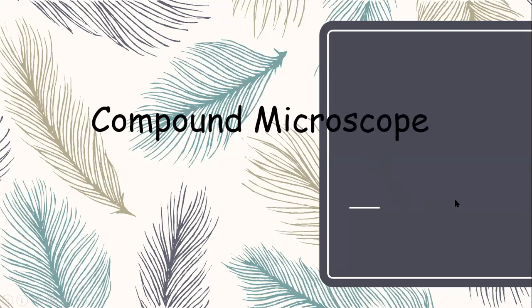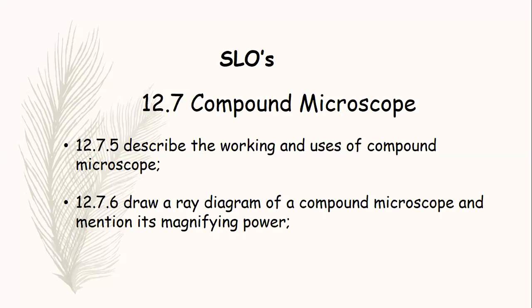You know that we have earlier done the simple microscope. In a simple microscope, we have a single convex lens, and in a compound microscope, we have two convex lenses, so that the magnification is more than the simple microscope.